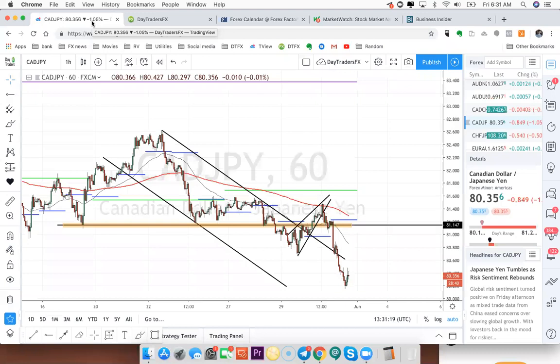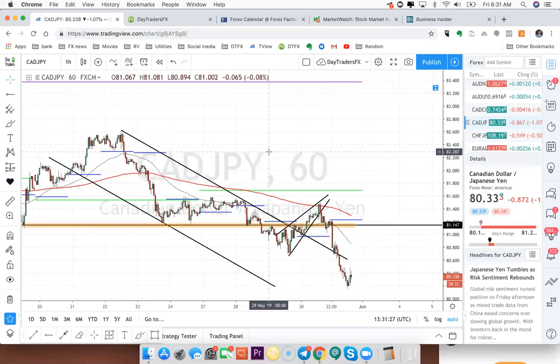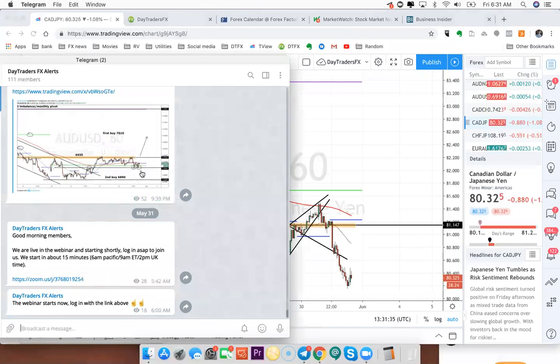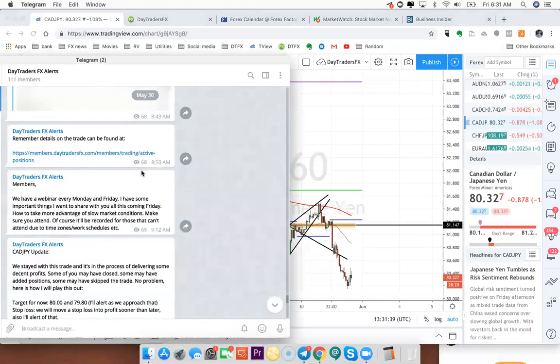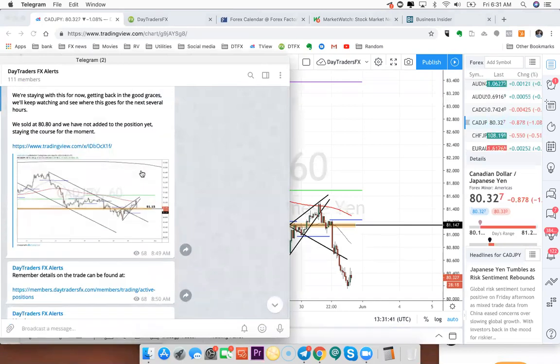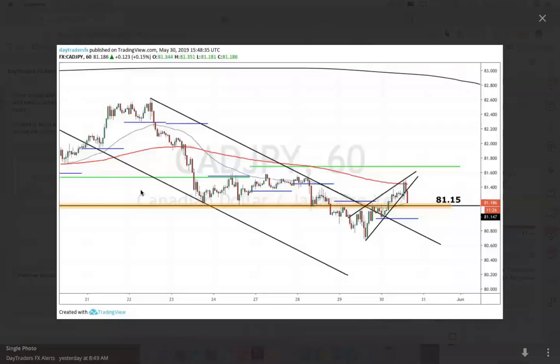And so the way that you can do that is, take for example, I'm watching this CAD yen. We get into this CAD yen right here. Did I post a chart on this? I did post a chart on this. So we're in this CAD yen. And here it is, right?